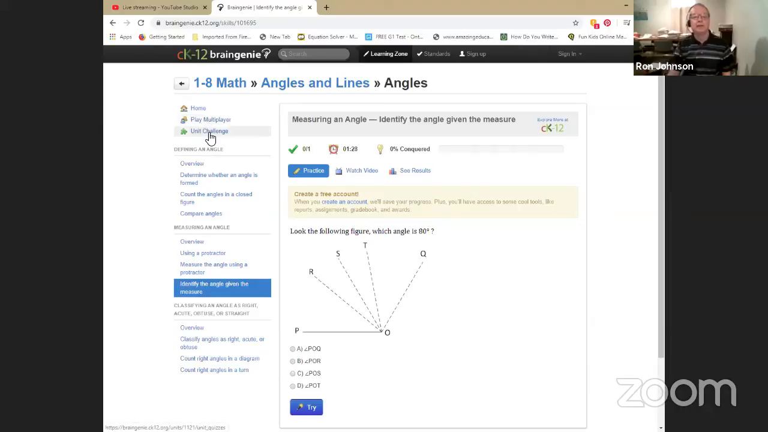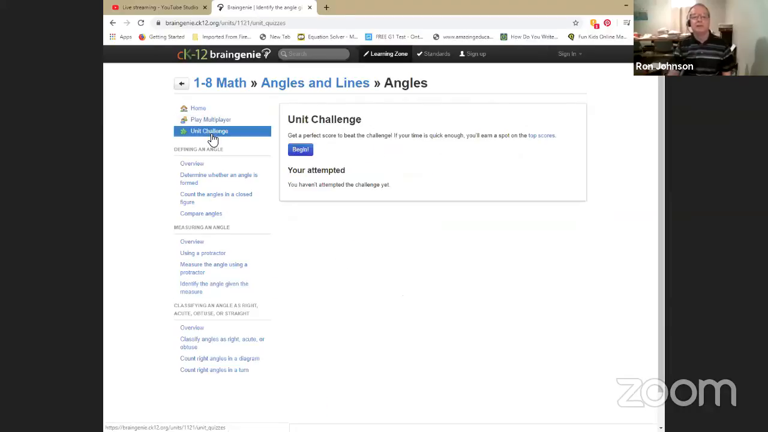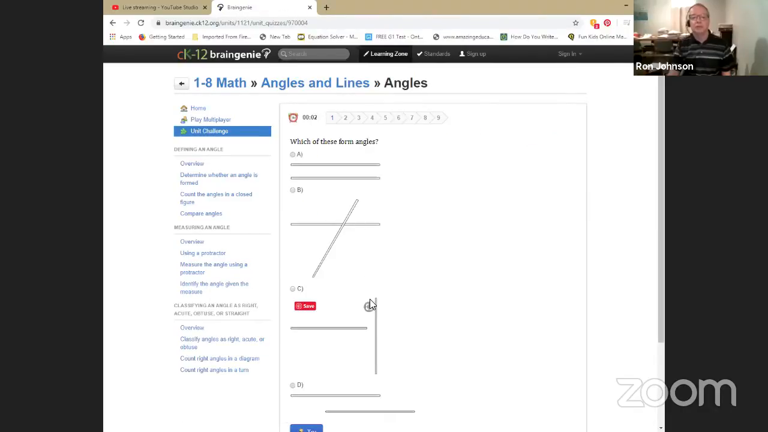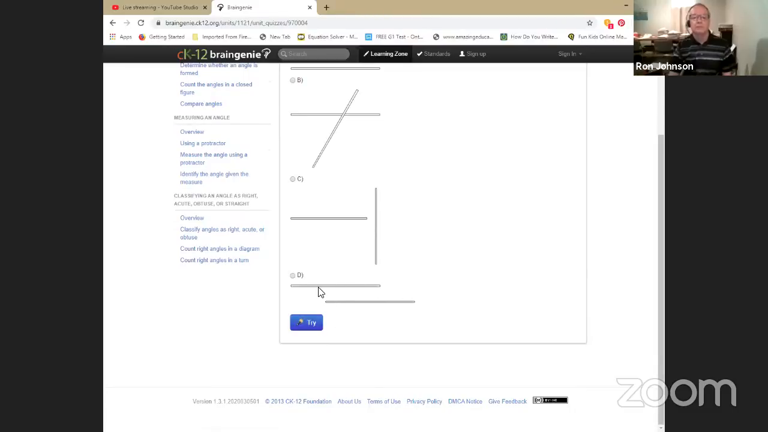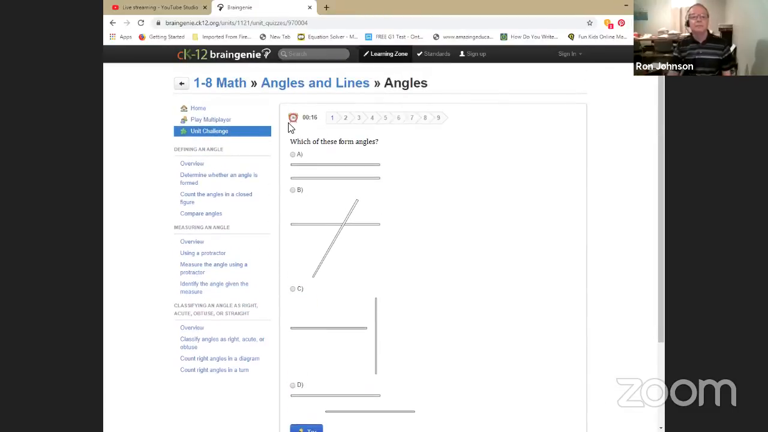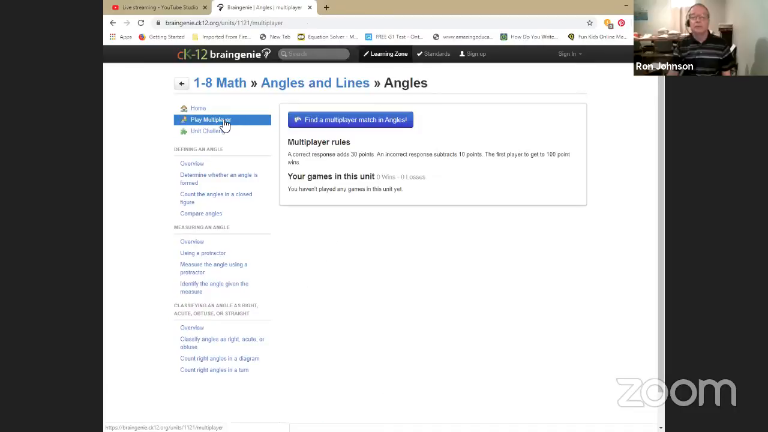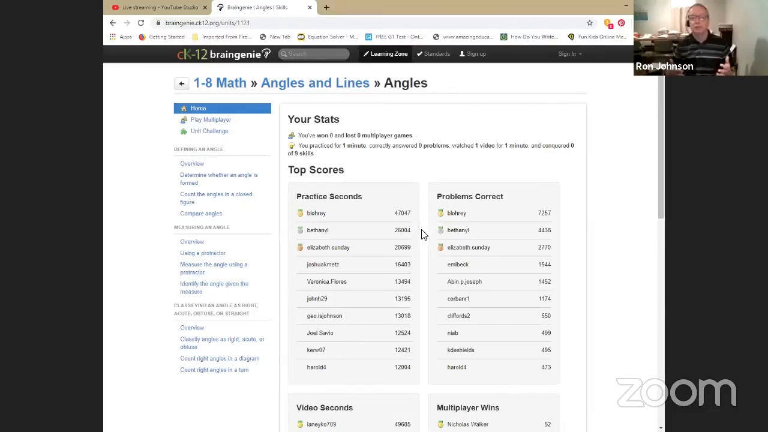There's play multiplayer and unit challenge. I haven't, so get a perfect score to beat the challenge. So you can begin and you can do a unit challenge here. Which of these form angles, obviously, and I'm not sure how this one is set up. A, B, C, D, okay. And challenge yourself. You could do play multiplayer. I haven't used this, so you'd have to check that out. Something I don't use. I just use the math skills with my students.